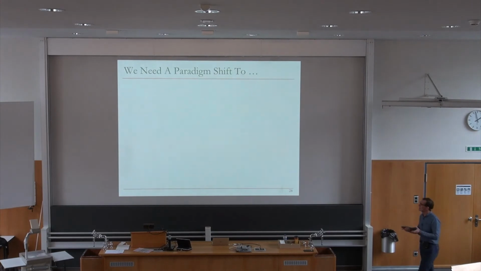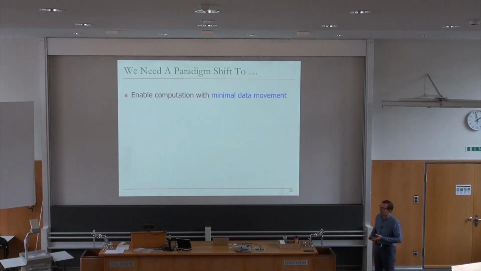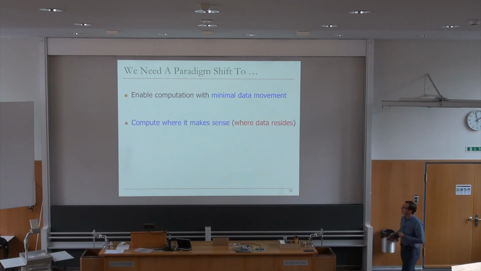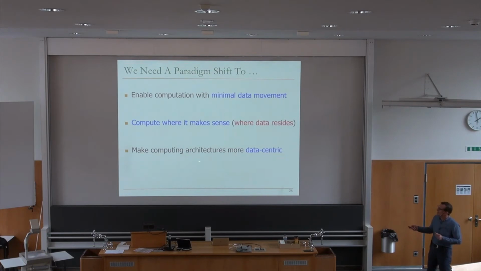How do we do that? Basically, we need to get to a paradigm shift where we can enable computation with minimal data movement. And I call this a paradigm shift because it's really changing the way we do computation and communication. We want to compute where it makes sense, as opposed to just in the processor. As opposed to having a processor-centric approach, we want a data-centric approach, or memory-centric approach, if you will, where the data resides. It could make sense in the memory, in the storage, in the network, and sometimes in the processor also. Basically, we want to make computing architectures more data-centric. And that's the idea of processing in memory.